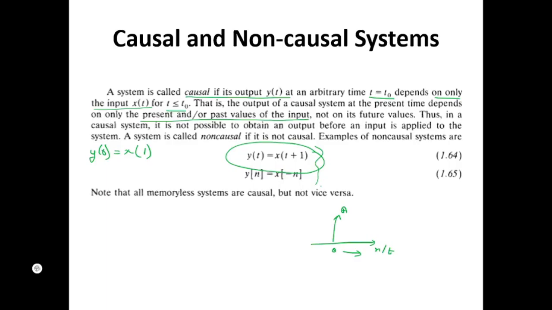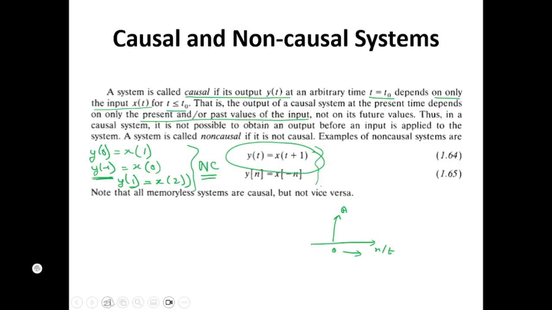So let's check for y(-1). y(-1) is equal to x(-1+1), which is x(0). Again, with respect to this y value, x(0) is the future one. And also let's see y(1) equals x(2). Again, with respect to 1, it is the future value. So in this case, what is it? It is a non-causal system.